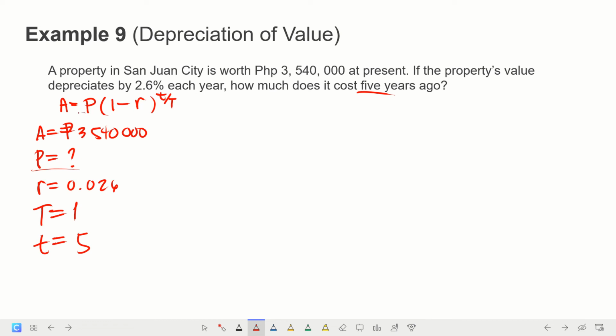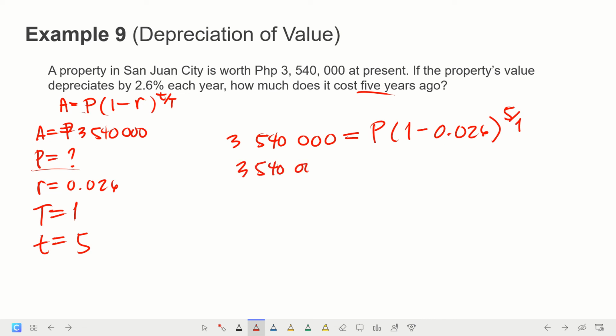So, let us substitute this equation. We have 3,540,000 is equal to P times 1 minus 0.026 raised to 5 divided by 1. So, 3,540,000 is equal to P times 1 minus 0.026, which is 0.974 raised to 5.